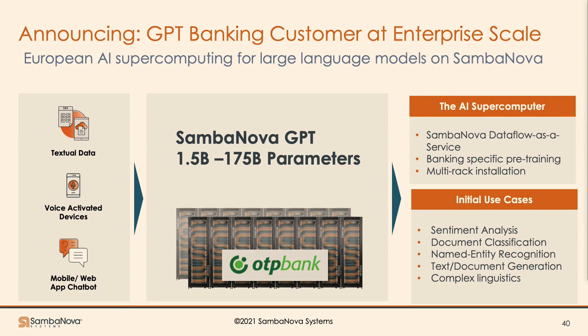And so they've got large models, and so using our GPT capability, which scales up to 175 billion parameters, we are providing OTP Bank with this data flow as a service. And the first uses are for sentiment analysis, for document classification, and for named entity recognition. And so this is a key AI supercomputer capability and shows that the SambaNova RDU systems work at scale and are being used by organizations all over the world.